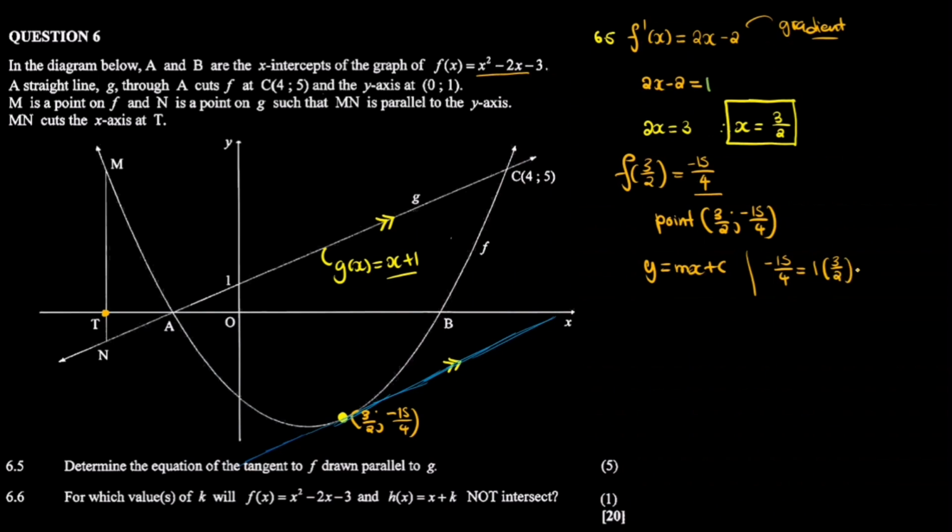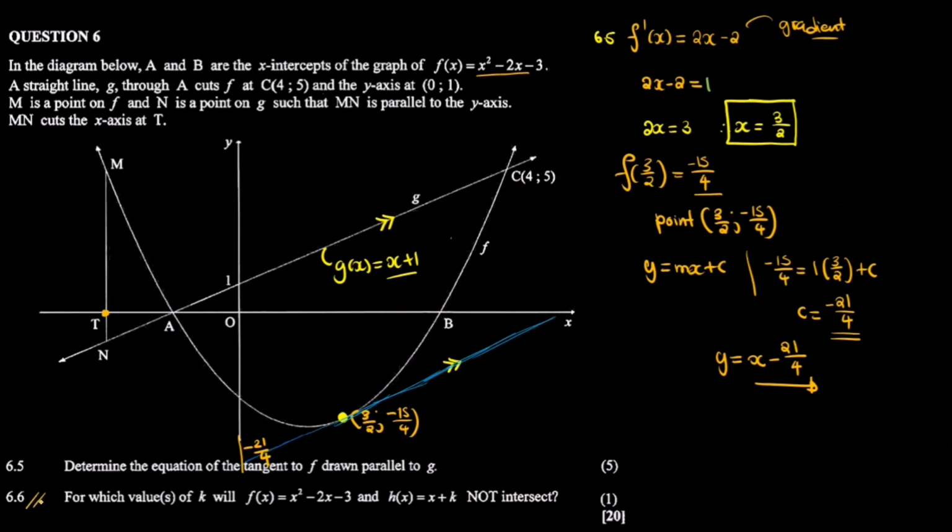So it's y equals mx plus c. Rather, if we subtract 3 over 2 from negative 15 over 4, the value of c in this case is equal to negative 21 over 4. So this is the value of c. So the equation of the tangent to the parabola is y equals x minus 21 over 4. So this is the equation of a what? Of a tangent line. We know that this tangent line has a y-intercept at negative 21 over 4. So that's the tangent line.